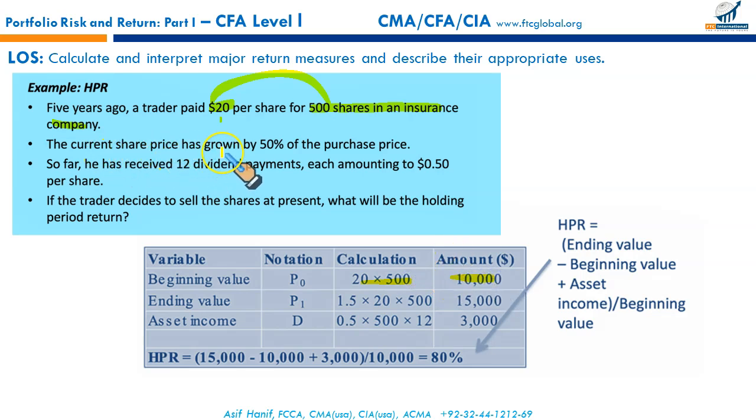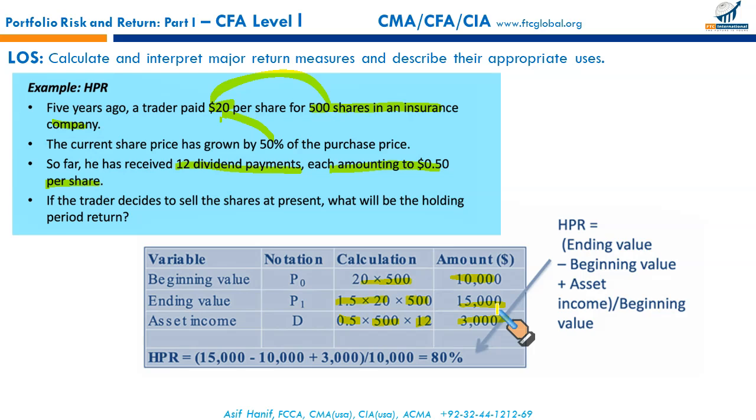The current share price has grown by 50%, which means the current price is $20 times 1.5, that is $30, and multiply this with 500 shares. Now the ending value is $15,000. Okay. So far he has received 12 dividend payments, each amounting to 0.5 per share, right? 12 payments, each for 0.5, and there are 500 shares. So this is what he has generated over the period.